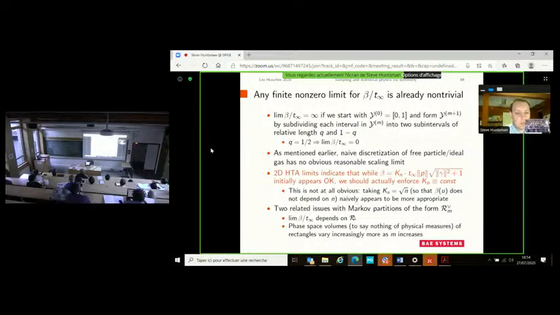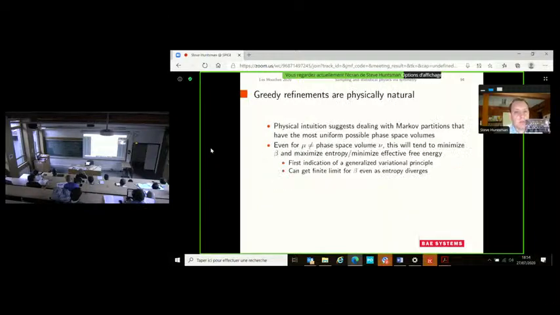So like I said, this limit depends on the Markov partition, and the volumes in the parts of phase space vary a lot more as you take more and more refinements. So that's a problem. The way to get around it is to greedily refine, take partitions that are the most uniform, and I see that I'm running up against time, so I'll try to compress this a bit. As you do that, this will make things as uniform as they can be.